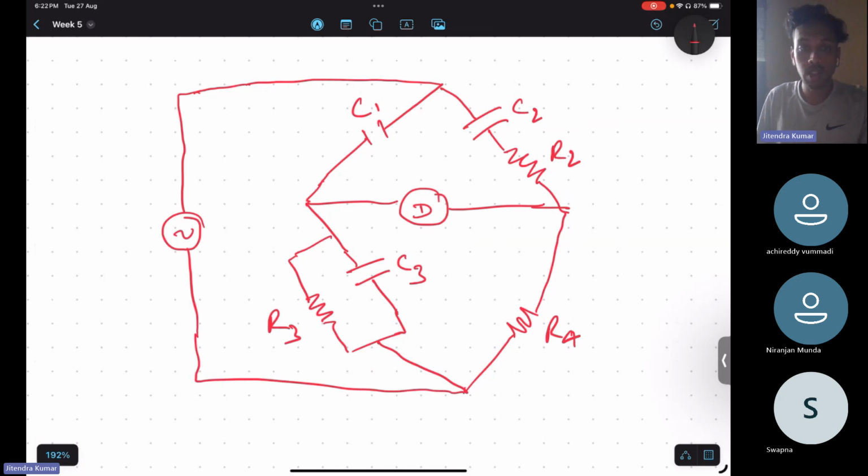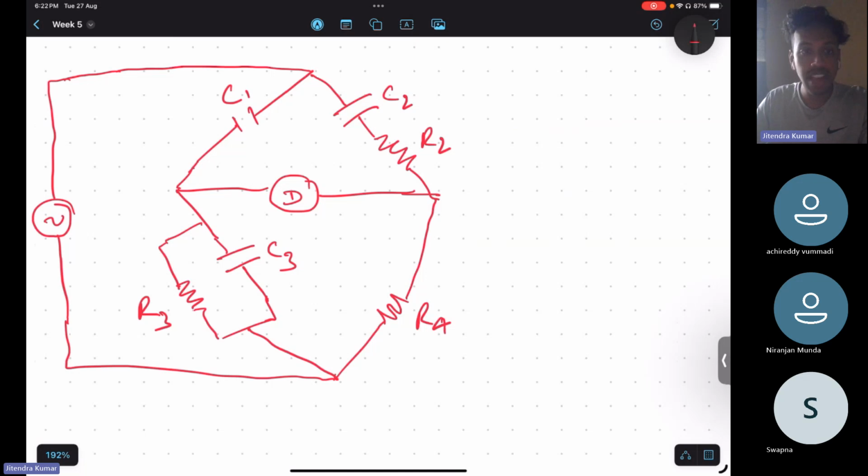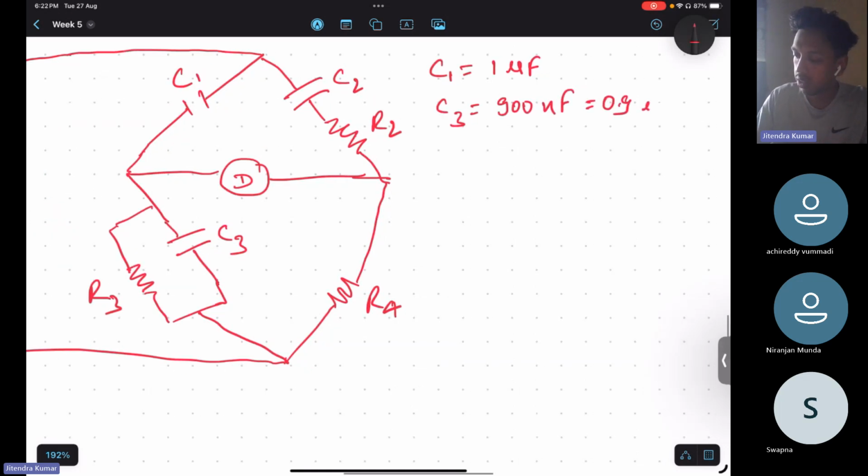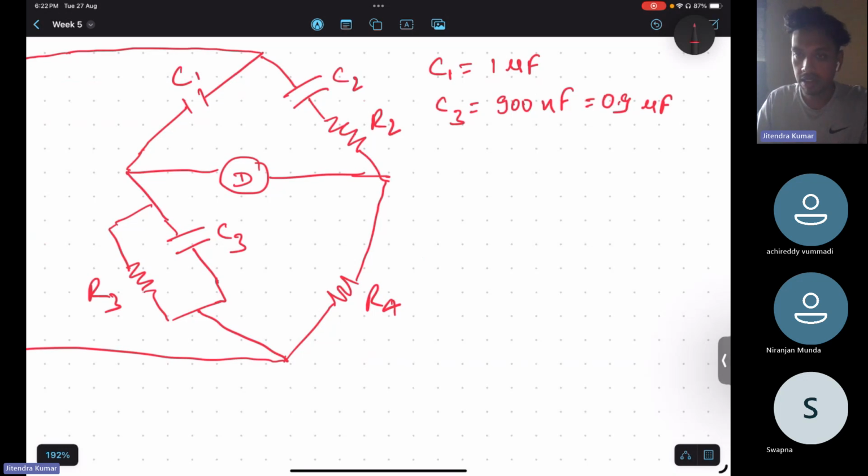So values are given here. C1 value is 1 microfarad. C3 is 900 nanofarad, which will be 0.9 microfarad. And R3 is 170 ohm. And what else is given? R4 is also given as 400 ohm. And here we need to find out the value of C2.